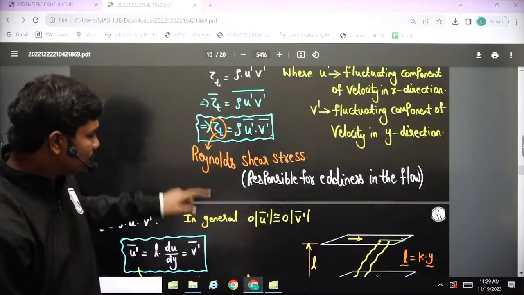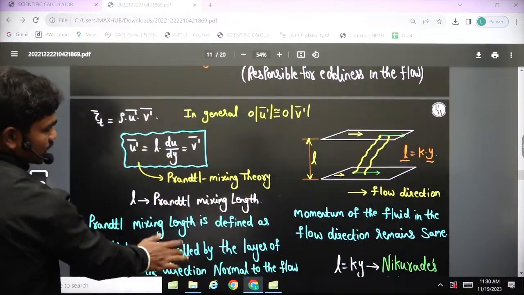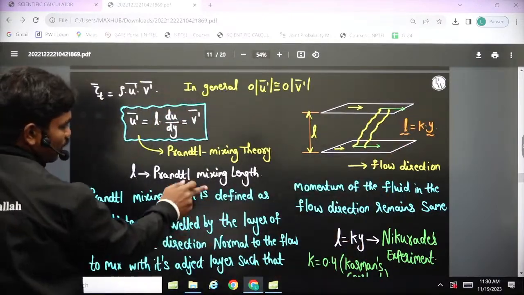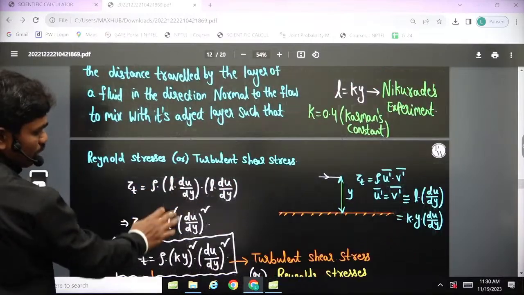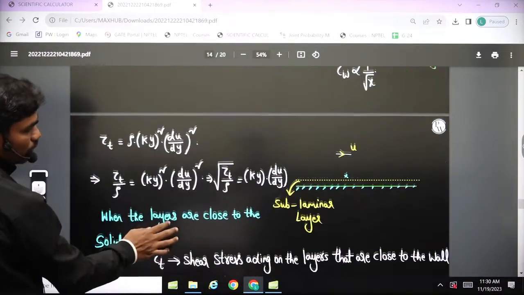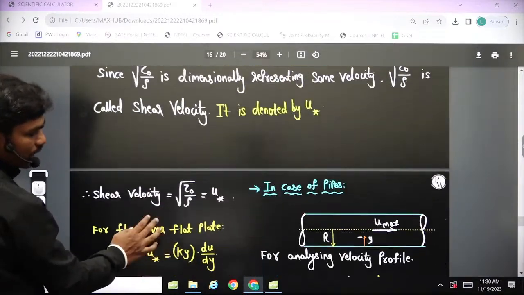So using this model and this concept of Prandtl mixing length theory, there is a detailed discussion from the Nikuradse experiment. There is a constant called the von Karman constant, and 0.4 is the value of the von Karman constant. After doing a bit of simplification, you will end up with the velocity being logarithmic.